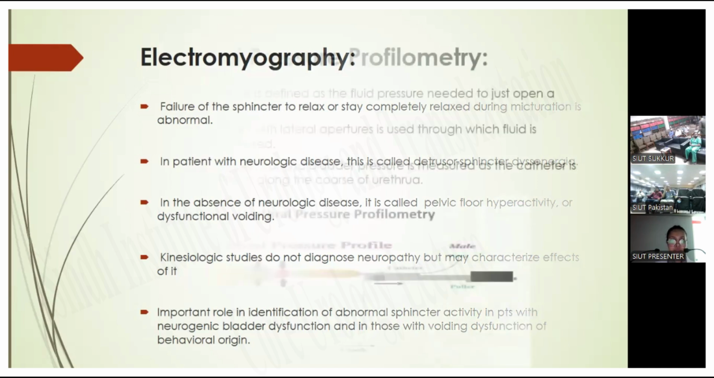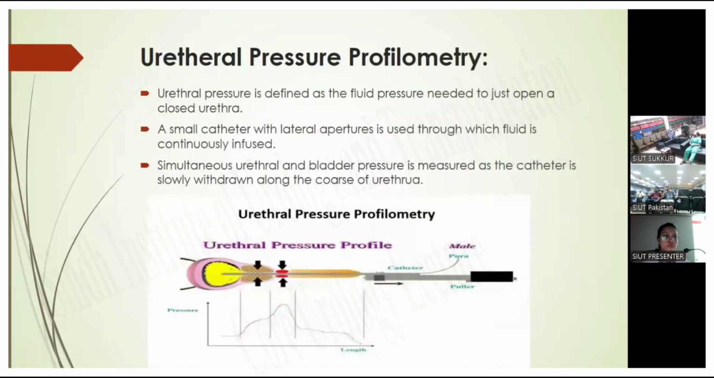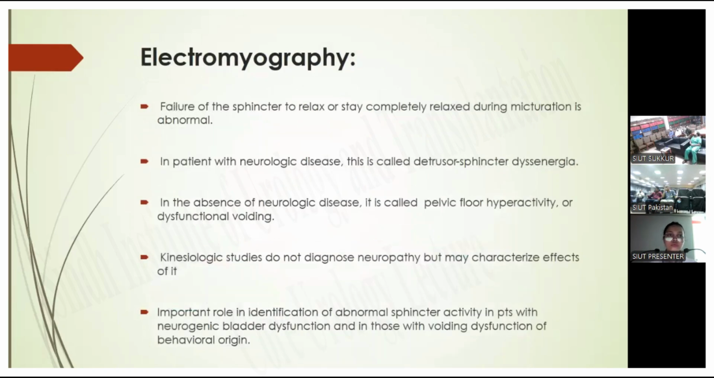So this indicates that during normal voiding, not only the bladder or the urethra or the continence mechanism play a role, but pelvic muscles also play a role in normal voiding, and it can cause dysfunctional voiding. So this electromyography can help very much to identify the abnormality and to treat.